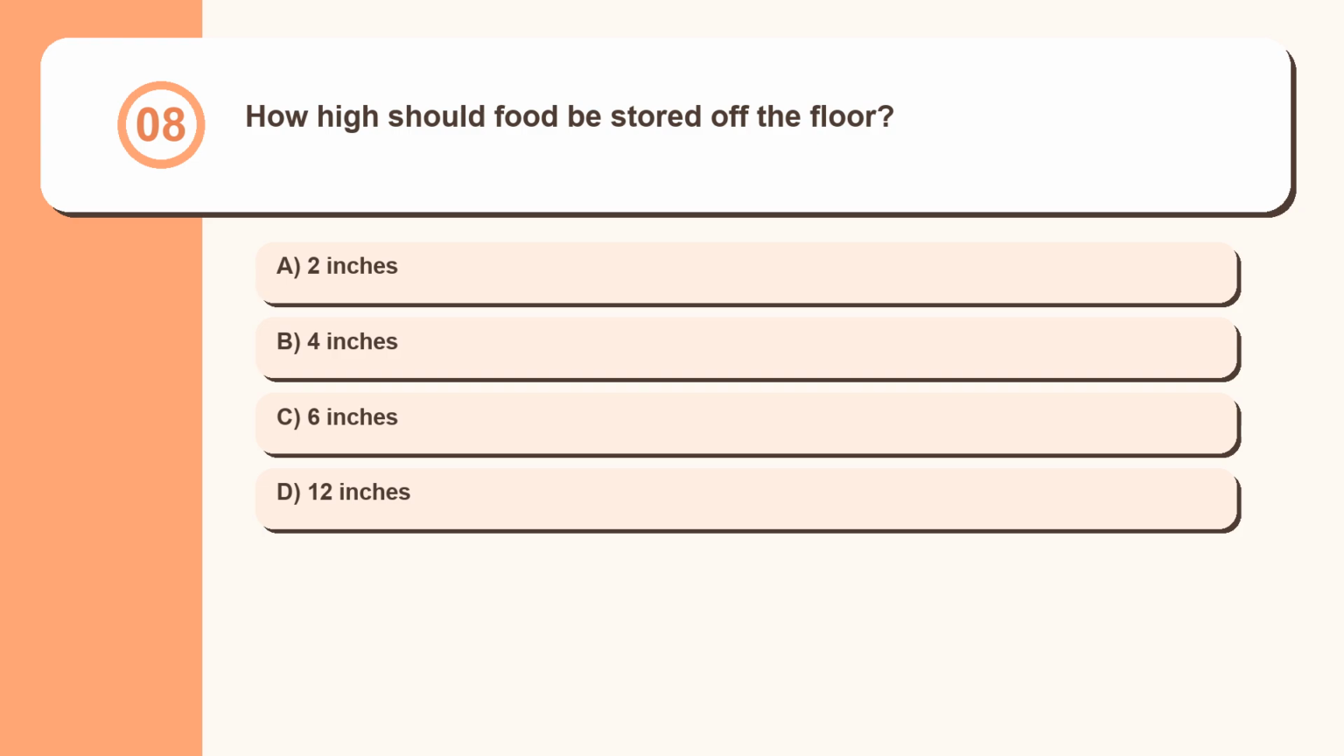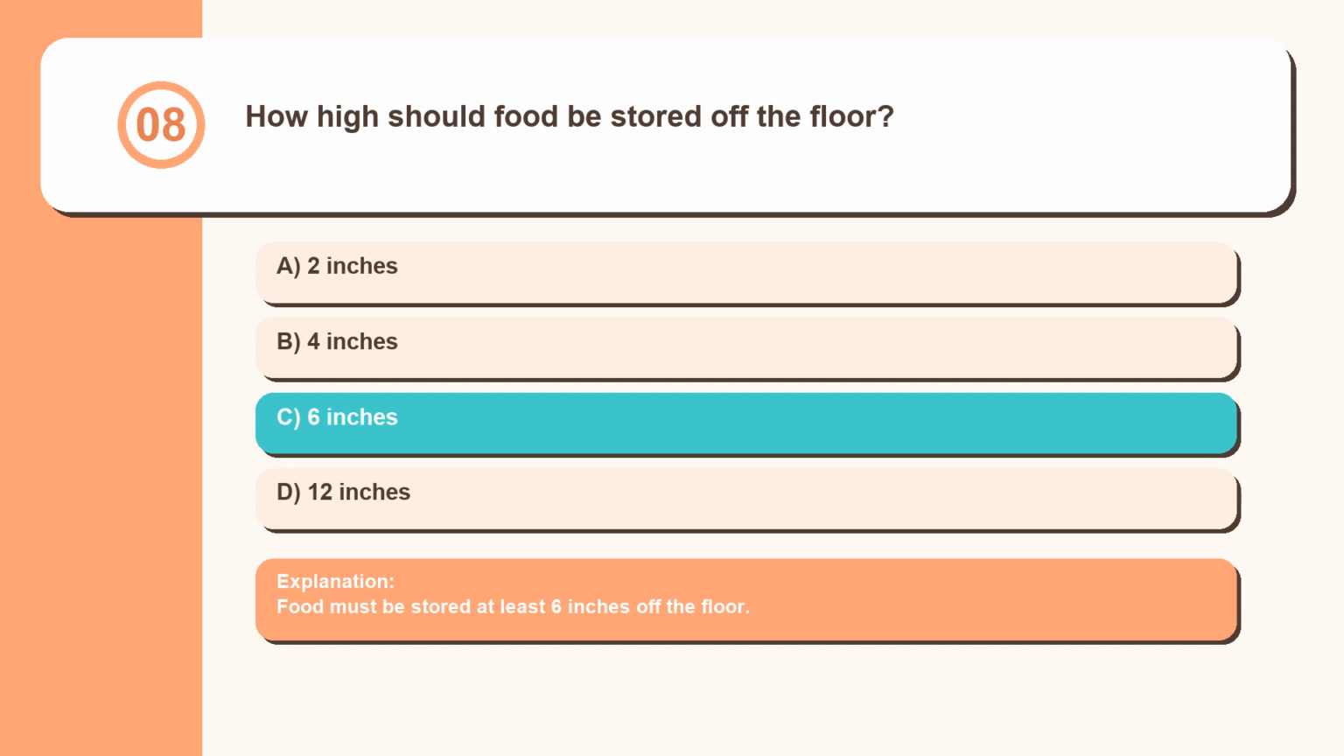Question 8. How high should food be stored off the floor? 2 inches, 4 inches, 6 inches, or 12 inches. Food must be stored at least 6 inches off the floor.